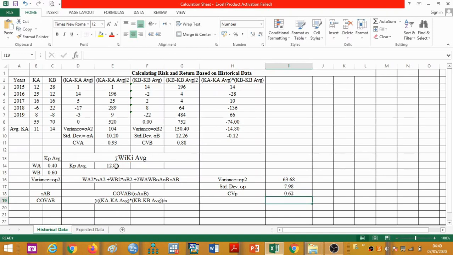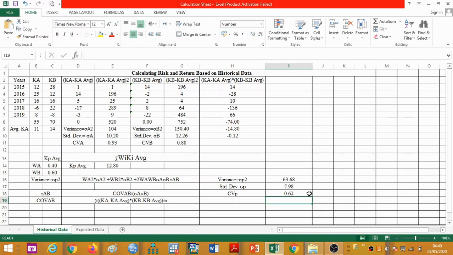So when we compare the coefficient of variation of security A, security B and the portfolio, the portfolio is much better as compared to security A and B alone, because the coefficient of variation of security A is 0.93, the coefficient of variation of security B is 0.88, while the coefficient of variation for the portfolio is 0.62, and we prefer lower coefficient of variation, so it is lower among the three. Therefore holding a portfolio is a better option as compared to holding security A alone or security B alone.